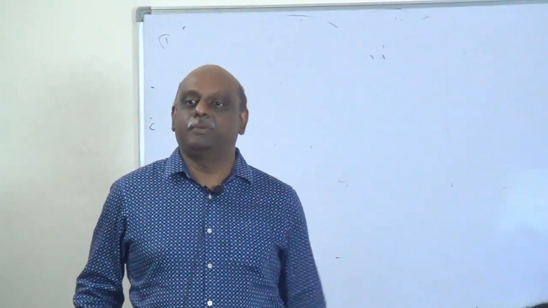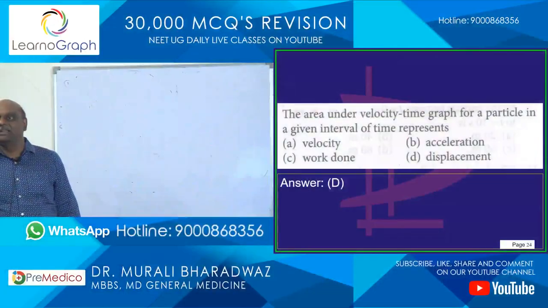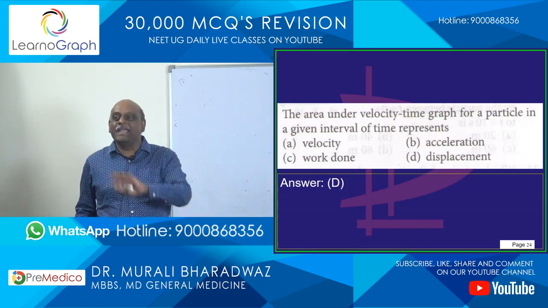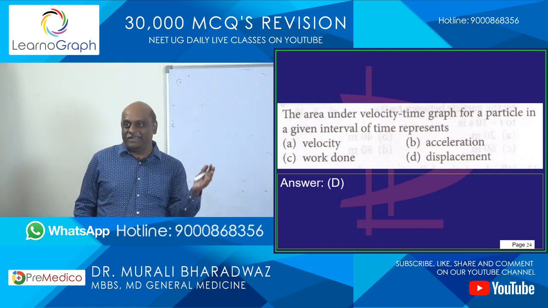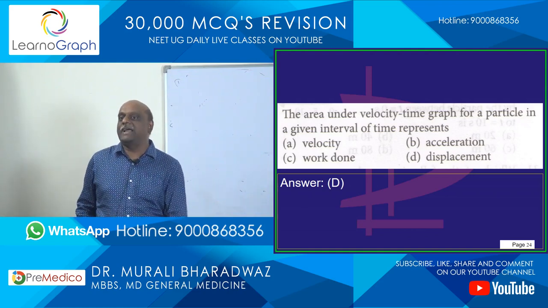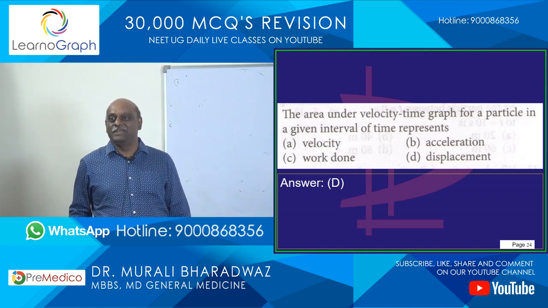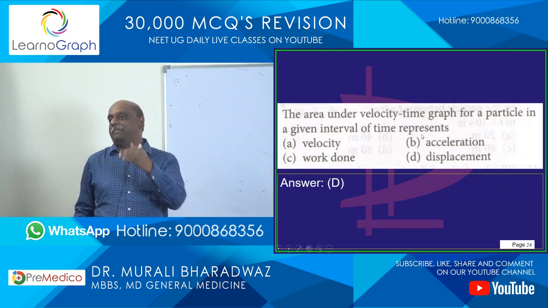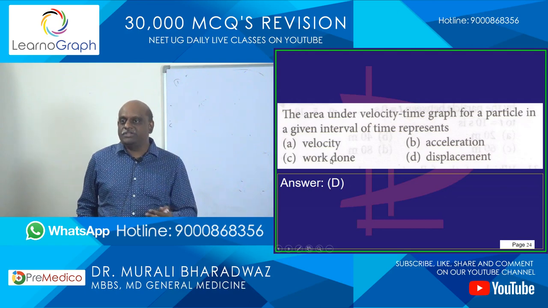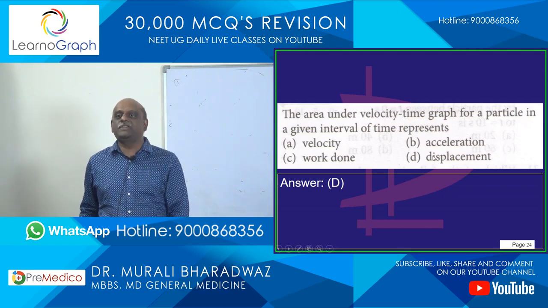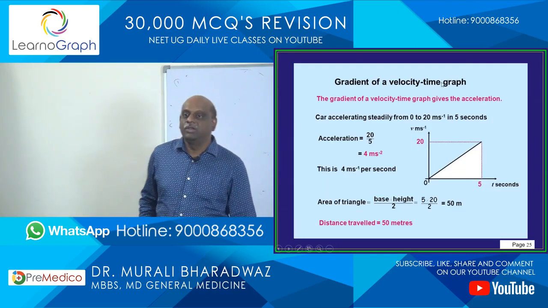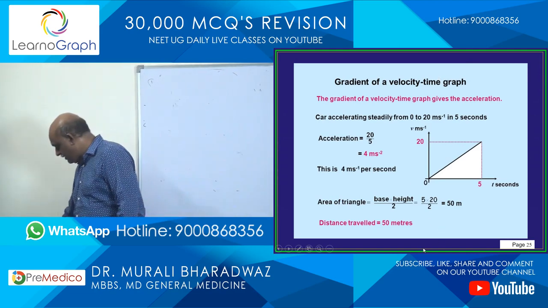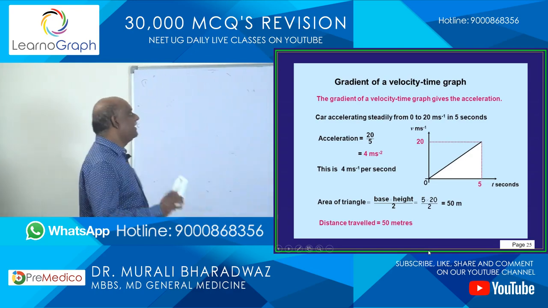Give me the slide. What is the area under the velocity time graph for a particle in a given interval of time? What does it represent basically? The area under the velocity time graph for a particle, will it represent velocity or acceleration or displacement? Very easy question. So basically, let us assume a car is accelerating. Give me the board.